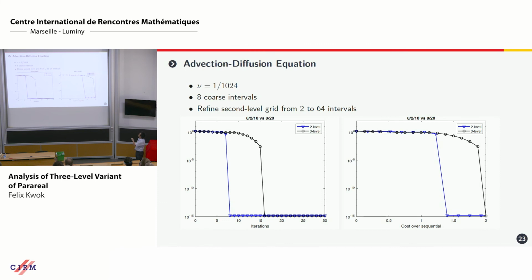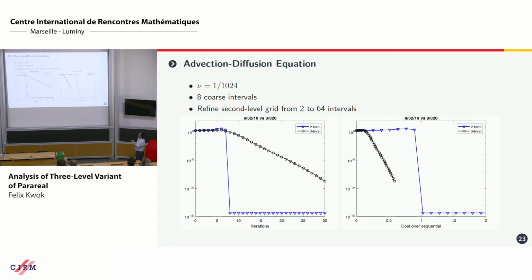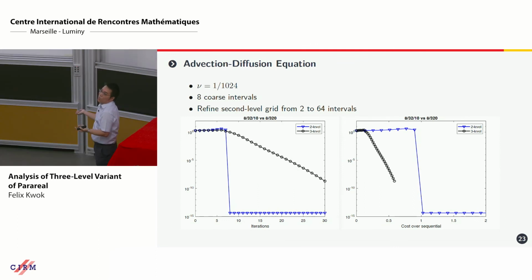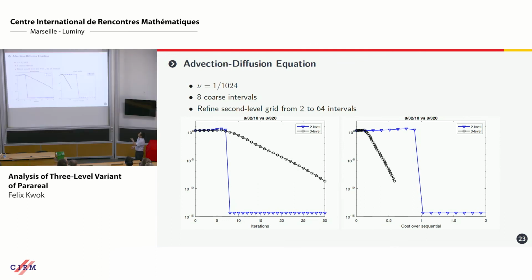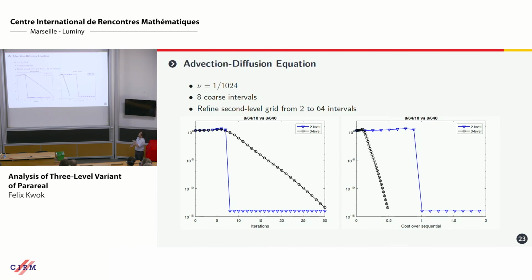So you see that for 2-level and 3-level, if you don't put enough intermediate intervals, then they're both worse than sequential. And as you add more coarse intervals, the 2-level one just stays above 1, so no improvement. But for the 3-level, you start getting something interesting, right? Now the cost is below 1. I mean, you're throwing a lot of processors at it, but at least you get something out of it, which is not the case if you only have 2 levels. So this is something that I observed.